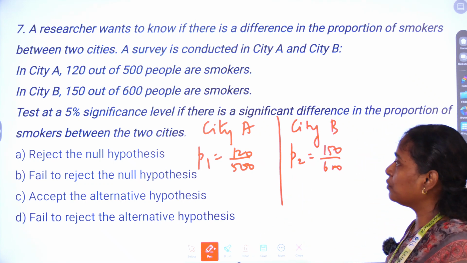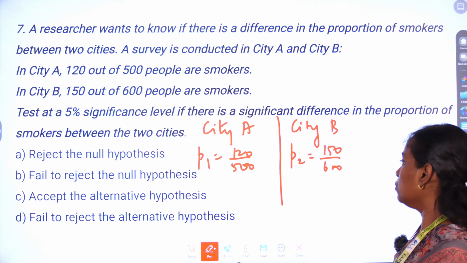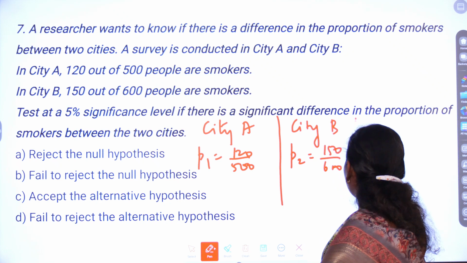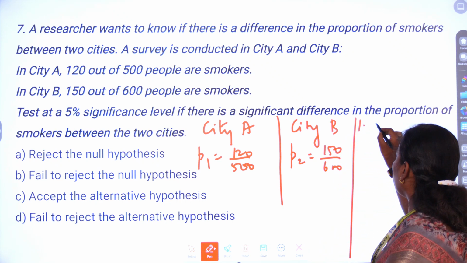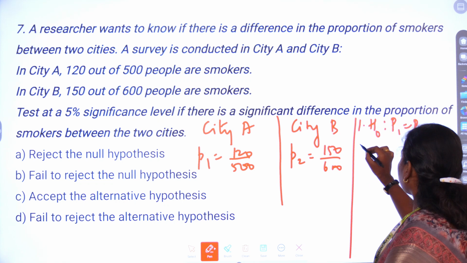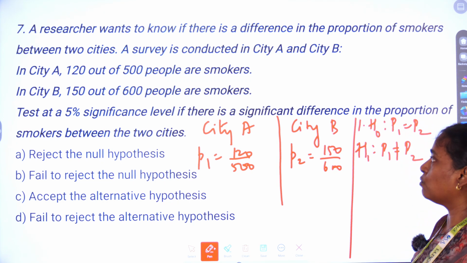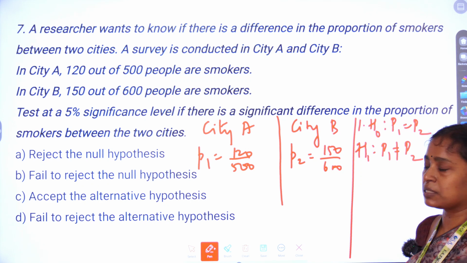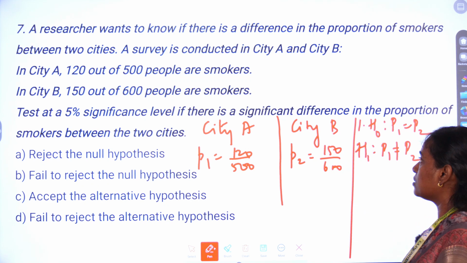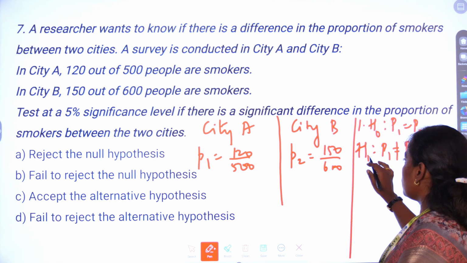Now what you have to do is test at 5% level whether there is a significant difference in the proportion of smokers between the two cities. The first step is to set up your null hypothesis, H0: P1 is equal to P2, and your alternative hypothesis is P1 not equal to P2, because we are not asking who is superior or inferior or maximum, minimum. They have just asked us to find the significant difference in the proportions. So your H0 is over, H1 is over.